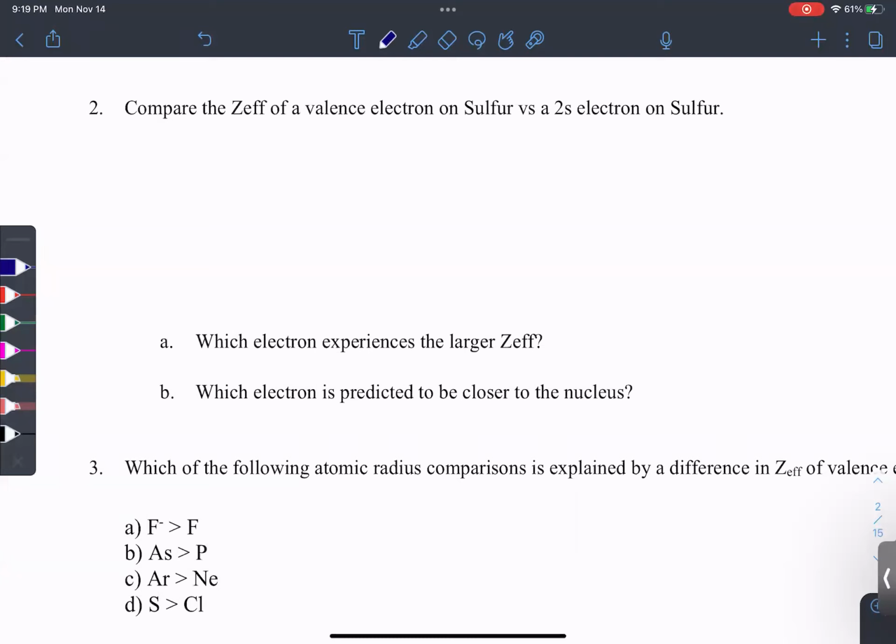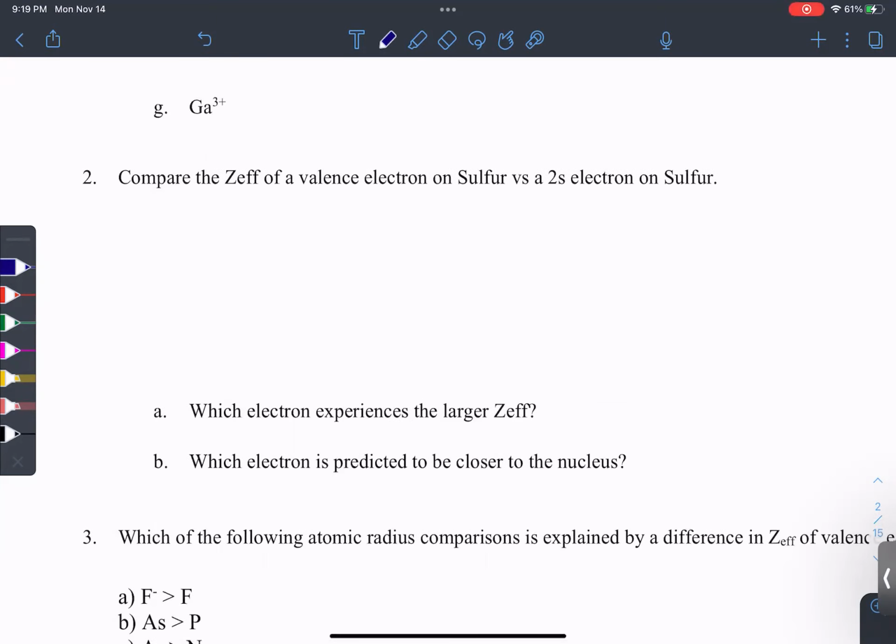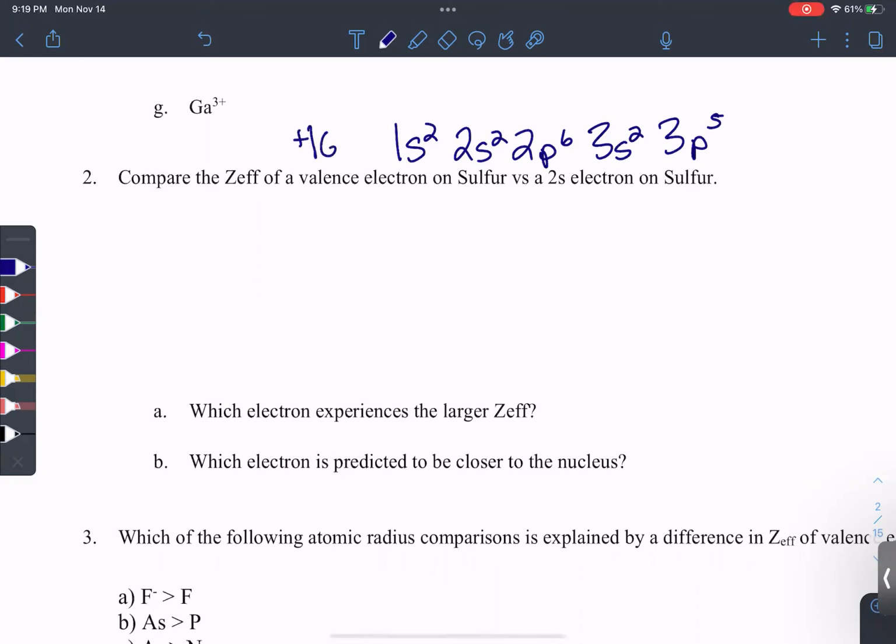Let's compare the effective nuclear charge of a valence electron to the effective nuclear charge of a 2s electron on sulfur. So what will often be helpful is if you write out the full electron configuration of the thing. So 1s2, 2s2, 2p6, 3s2, 3p, can I stop yet? Yes, 3p4. Okay, great. Those are all my electrons on a sulfur atom. How many protons does a sulfur atom have? 16. So all of these electrons are orbiting this +16 nucleus, all right? They're all looking in to that +16.